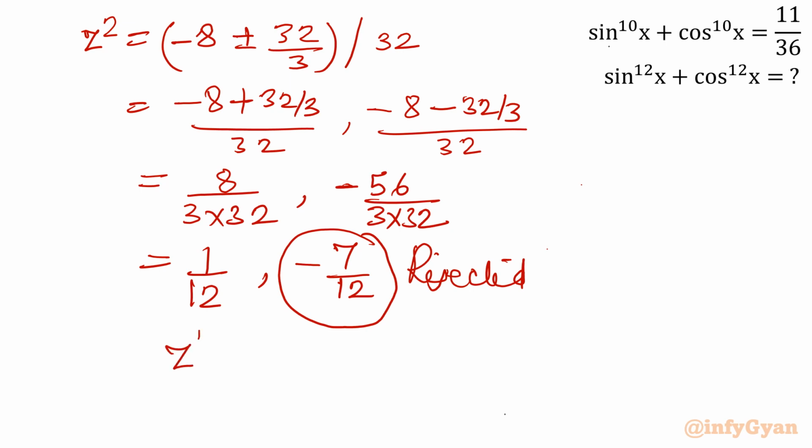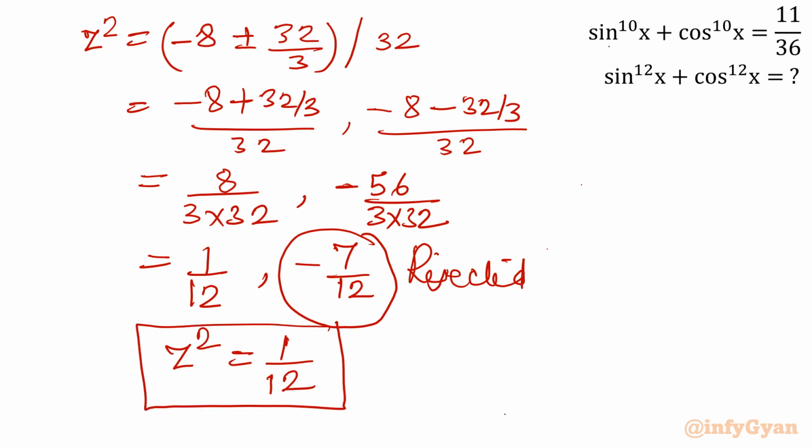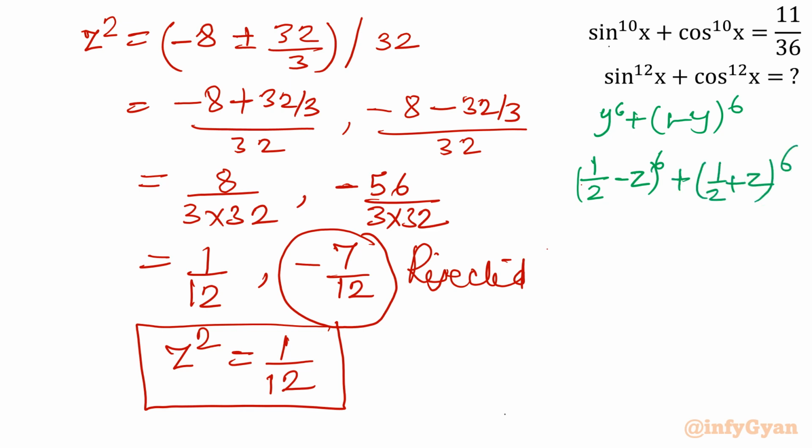So finally, we are getting one real value of z, which is z square is equal to 1 over 12. We will consider this one further. Now we have to find the value of sine power 12 x plus cosine power 12 x. So I will write again in the same manner, y power 6 plus 1 minus y power 6. In place of y, we can write (1/2 minus z) whole power 6 plus (1/2 plus z) whole power 6.